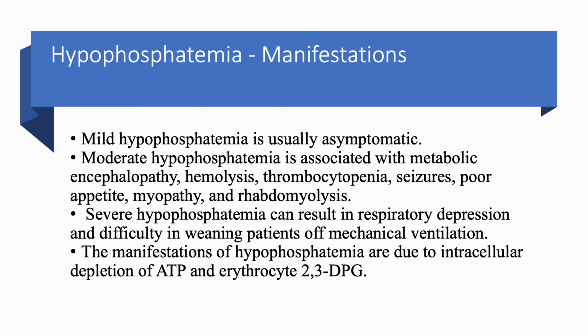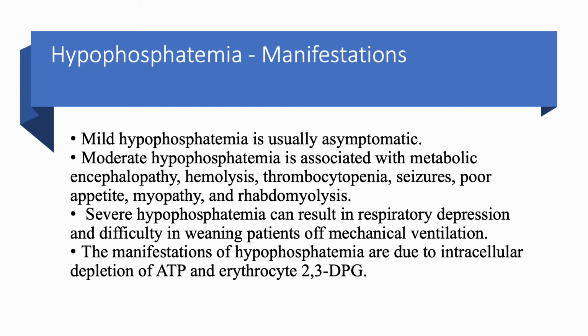Mild hypophosphatemia, like mild anything, mild hypocalcemia, mild hypokalemia, mild hyponatremia, is usually asymptomatic. Now, in moderate hypophosphatemia, we can start to have problems with metabolic encephalopathy, changes in mental status, hemolysis, thrombocytopenia, even seizures, poor appetite. There's association with rhabdomyolysis and myopathy. If hypophosphatemia becomes severe, like we said, serum phosphate less than 1 milligram per deciliter or less than 0.32 millimole per liter, you can have respiratory depression, and patients on ventilators can have difficulty weaning. So in patients who are difficult to wean, order serum phosphate and replace it if needed.